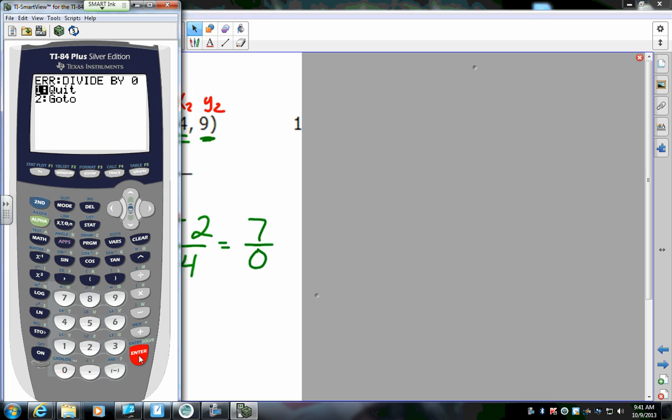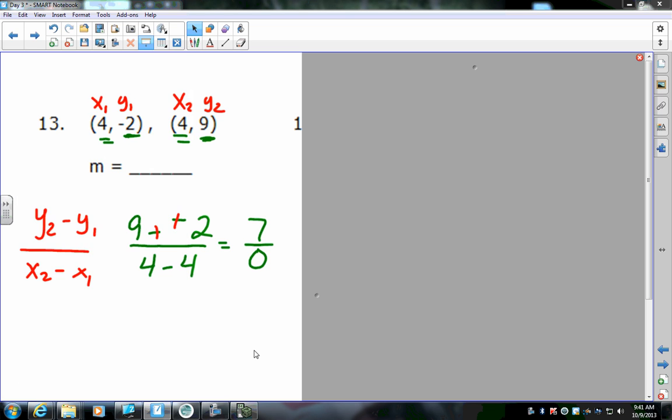It says, actually, divide by 0. That's because you can't divide by 0. You can't divide by 0, so there's not a number that is the slope. When this happens, your slope is undefined. And you write undefined when they ask you what is your slope.